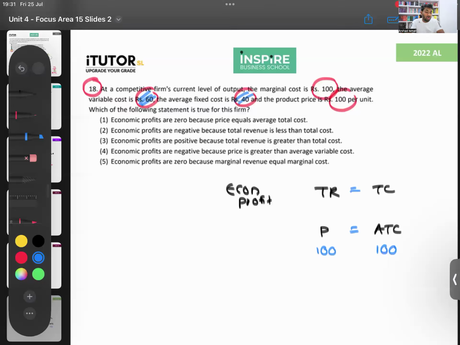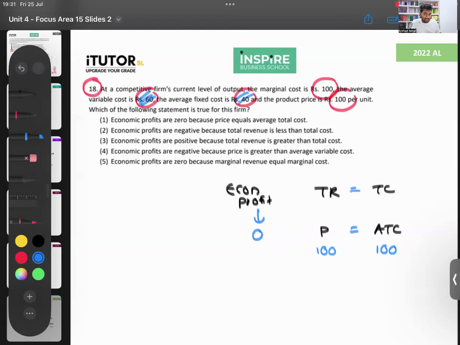What can you tell about this? Does the minimum point of AVC and ATC intersect? Yeah, the marginal cost curve cuts the minimum point of both. So you can say economic profit is 0. Or the firm is earning normal profits. Why? Because total revenue is equal to total cost, or the price is equal to average total cost.